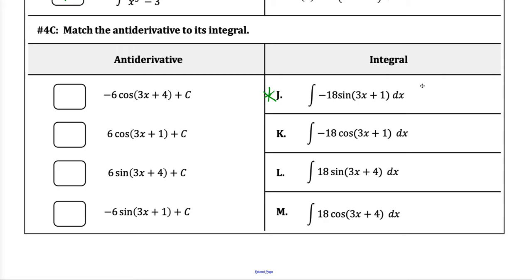Like just to summarize that. Wait, what? I got the second one on the... Yeah, I heard that part. I heard you say it was that one. Okay, but why? Sine goes to cosine, and then the 3x plus 1 stays the same. Okay. And then I simplified the negative 18.